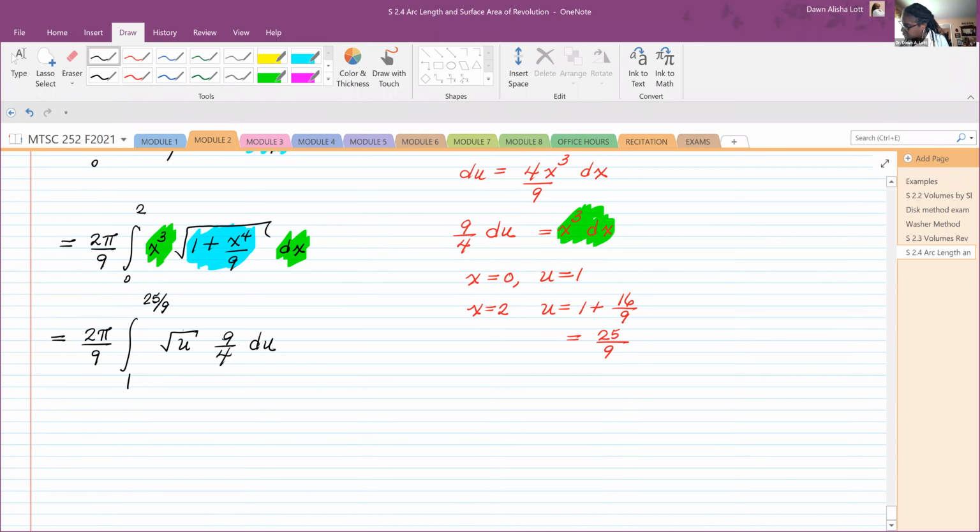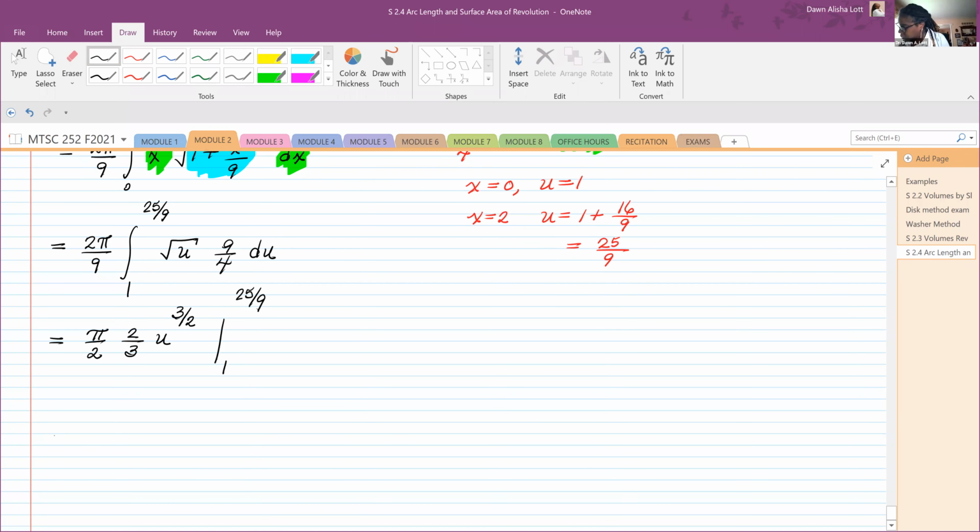So therefore, I'm going to end up with pi over 2. Then I'm going to integrate u to the 1/2. So I'm going to get 2/3 u to the 3/2 power. And then I'm going to evaluate that from 1 to 25 over 9. So that looks like pi over 3. And then I'm going to get 25 over 9 to the 3/2 power minus 1. Okay.